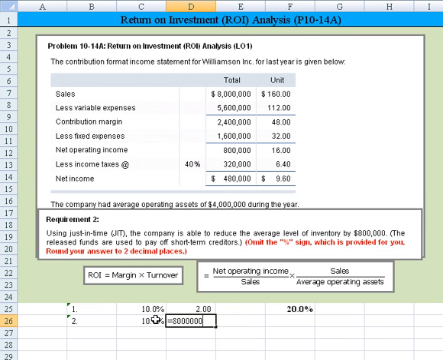But now what's different is we have 8 million, and instead of having 4 million of average operating assets, we're able to reduce it by 800,000. So we can divide that by 3,200,000, or if we didn't want to do the math and we wanted Excel to do it, we would take the 4 million and subtract off the 800,000 reduction that's given in the problem. And so that number then, let me format this, goes to 2.5.